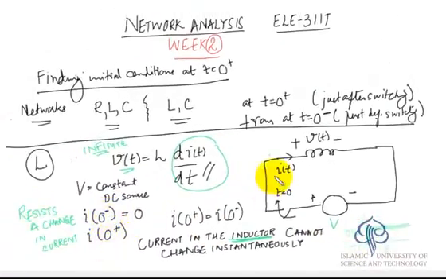So from the property of the inductor, it is clear that I0 minus has to be equal to I0 plus, because the excitation does not contain an impulse or any derivative of the impulse. That's how we write it.